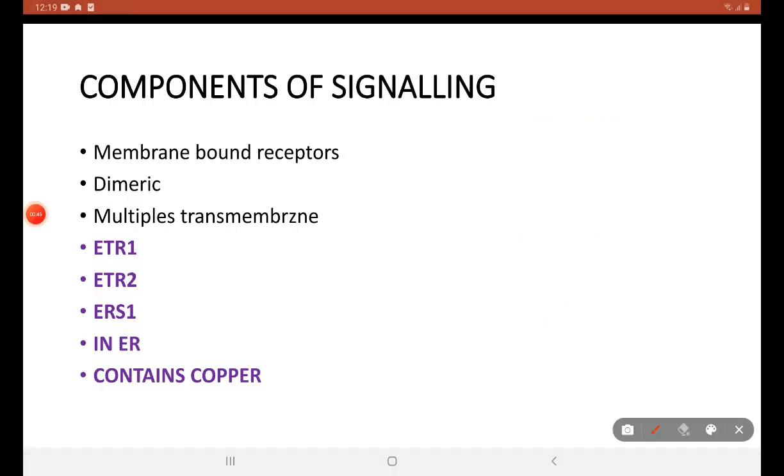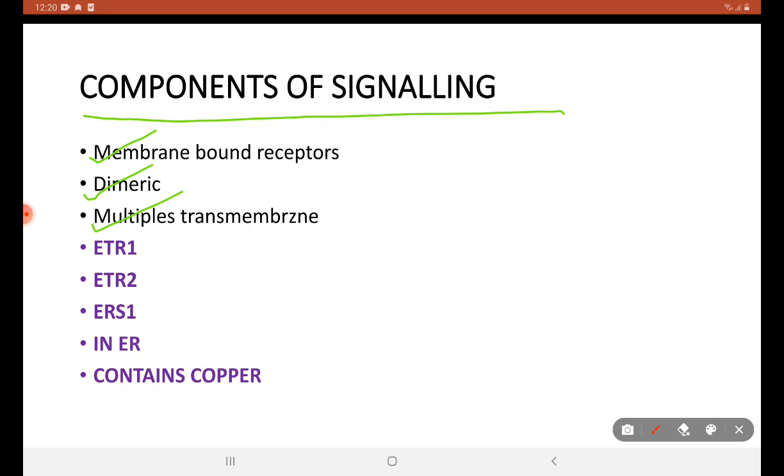First of all, for any signaling pathway to be clear, we should know what the components of the signaling system are. We should know what the ligand is and what the receptor is. The ligand here is ethylene. Receptors are membrane bound receptors. Receptors are dimeric in nature. They have a multi-pass transmembrane domain and it also contains copper.